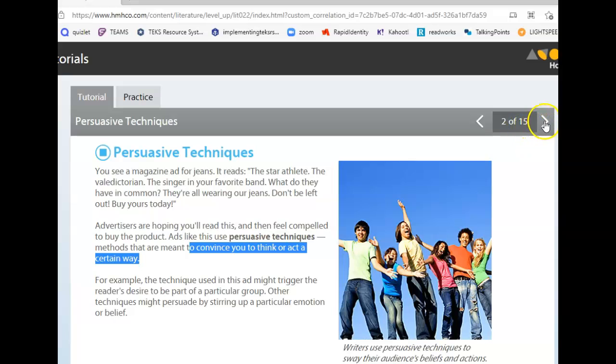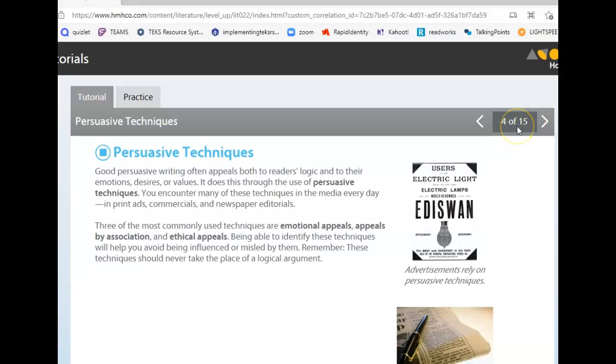Then we're going to go to slide 4. Many persuasive techniques are used in the media every day. Here's my keyword, media. Examples include, and this means here are the examples. On your worksheet, you should have print ads, commercials, and newspaper editorials. Three commonly used techniques are, and that is found right here.